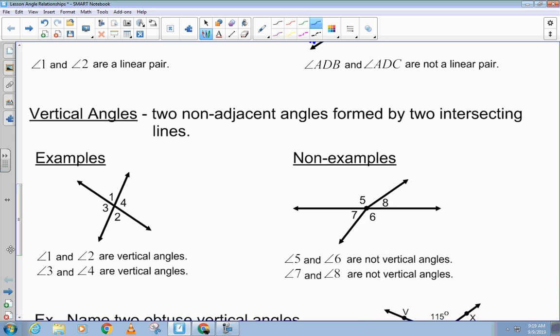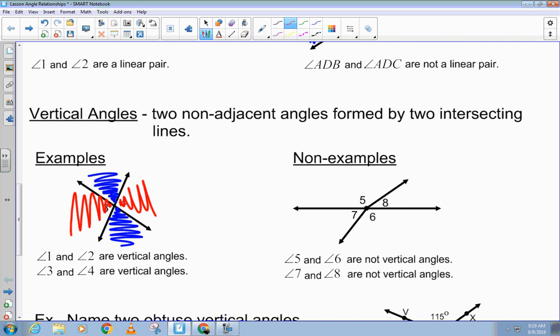Another pair of angles that we want to talk about are vertical angles. Vertical angles are two non-adjacent angles formed by two intersecting lines. They have to be created by two lines that intersect. So if I take two lines here and intersect them, they intersect at a point. It creates four angles, two pairs of vertical angles. They share that vertex. So those two angles are vertical, and then these two angles are vertical.